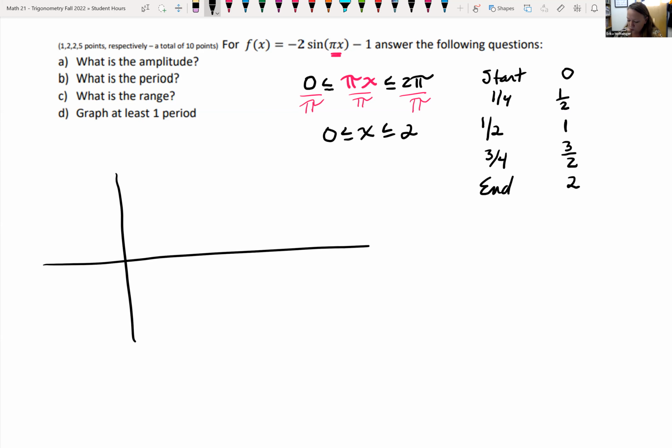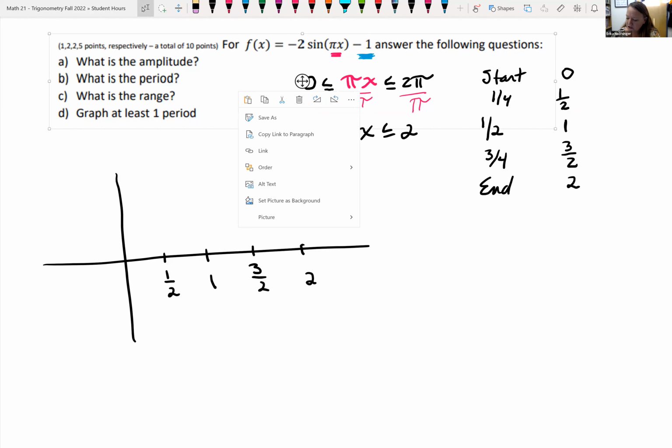Okay, so plotting those points, I have 0, 1/2, 1, 3/2, and 2. I also noticed that I'm having some vertical shift in here. I have this -1. I also want to look at my amplitude, because that's going to affect things too.